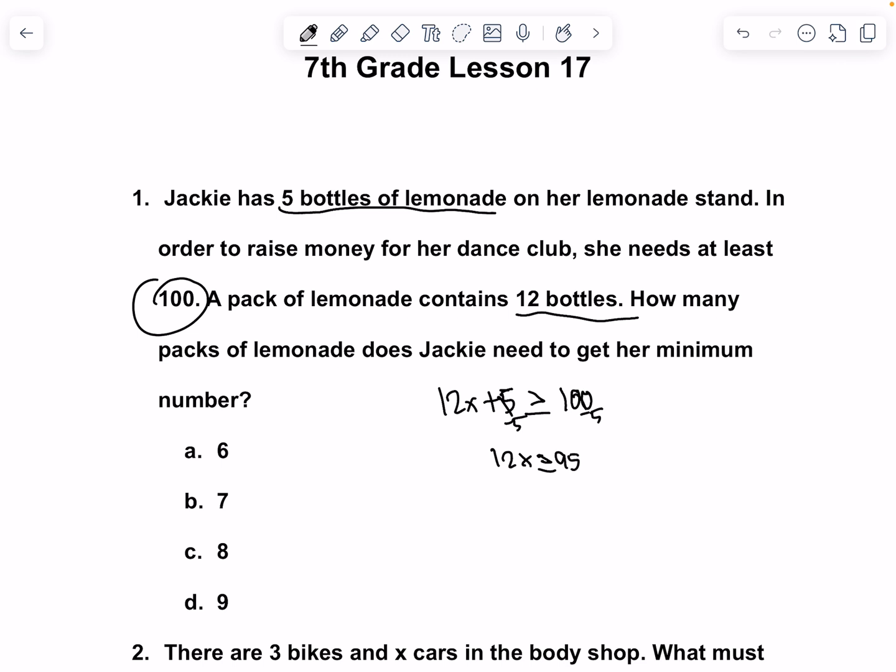And in this case, the number that would get us to over 95 would be 8, so 12 times 8 equals 96, so 96 is greater than 95, and if we do 12 times 9, that would be more than the minimum, so our answer would be C.